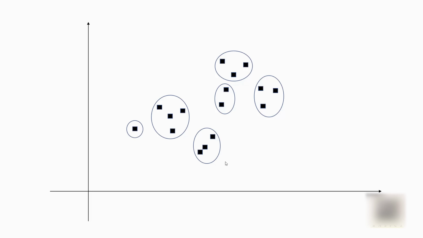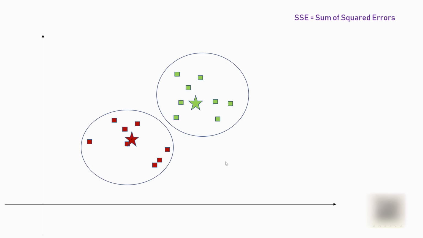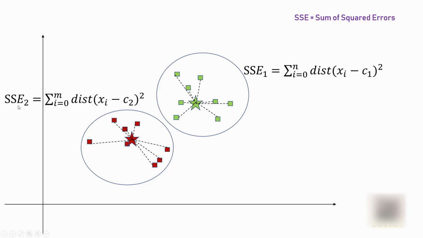The way that method works is you start with some k, so let's say we start with k equal to 2, and we try to compute the sum of squared error. What it means is for each of the clusters, you compute the distance of individual data points from the centroid, you square it, and then you sum it up. So for this cluster, we got sum of squared error 1. Similarly, for the second cluster, you will get error number 2. You do that for all your clusters, and in the end you get the total sum of squared errors.